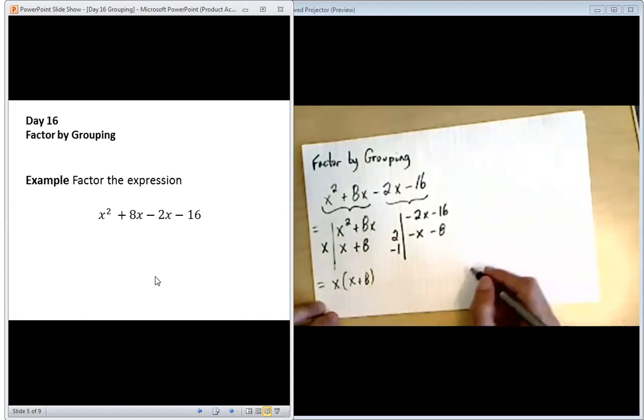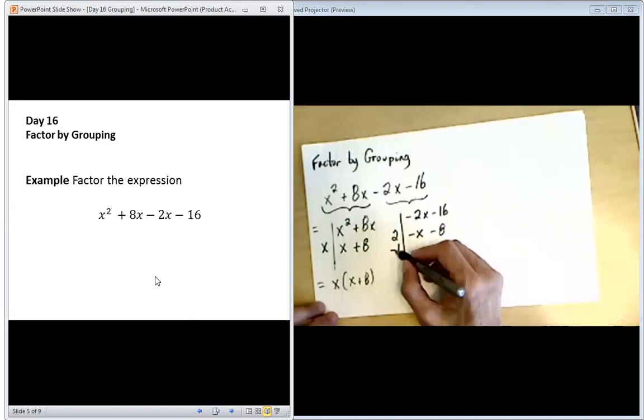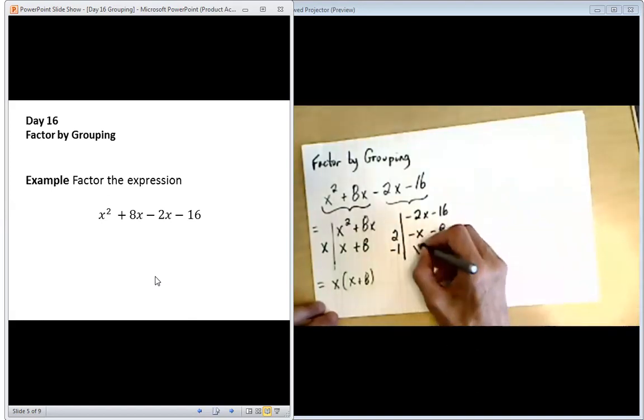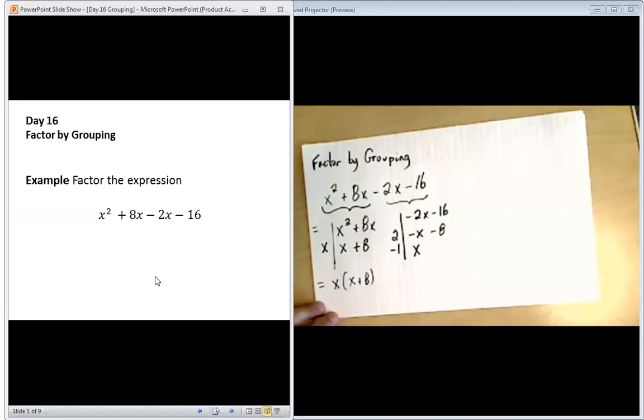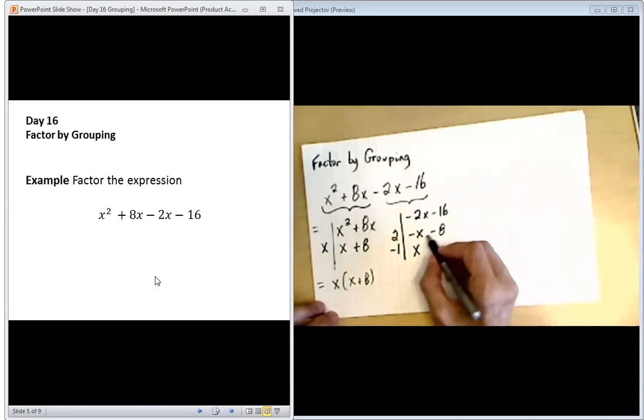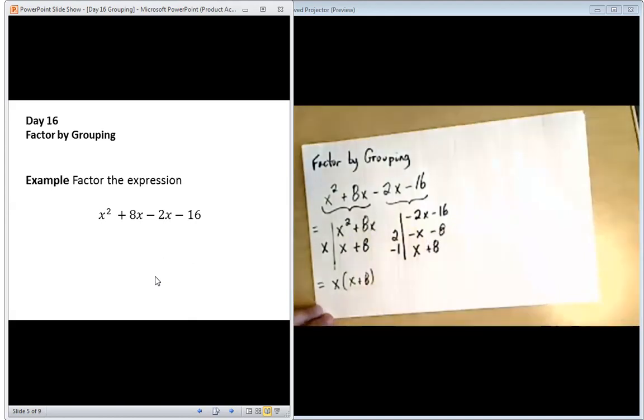Okay, so then what do we got? Negative x divided by -1. Negative divided by negative is plus x there. Same for over here. -8 divided by -1 is plus 8. That's good. So it's now -1 bracket x plus 8. Not bad. I'll give you the x plus 8.